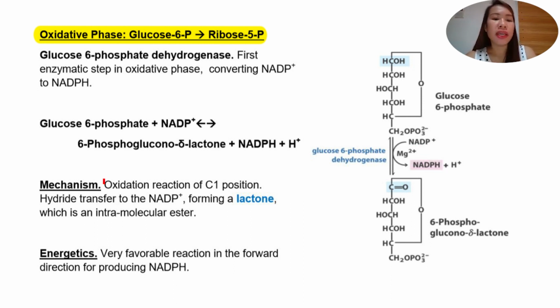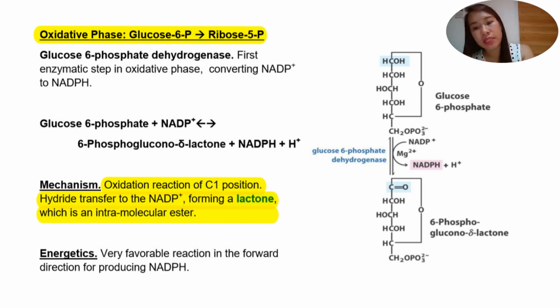So here, the mechanism is oxidation reaction of the C1 position. Hydride transfer to the NADP plus, which forms now a lactone, which is an intramolecular ester. And this reaction class is very favorable in the forward direction for producing NADPH.